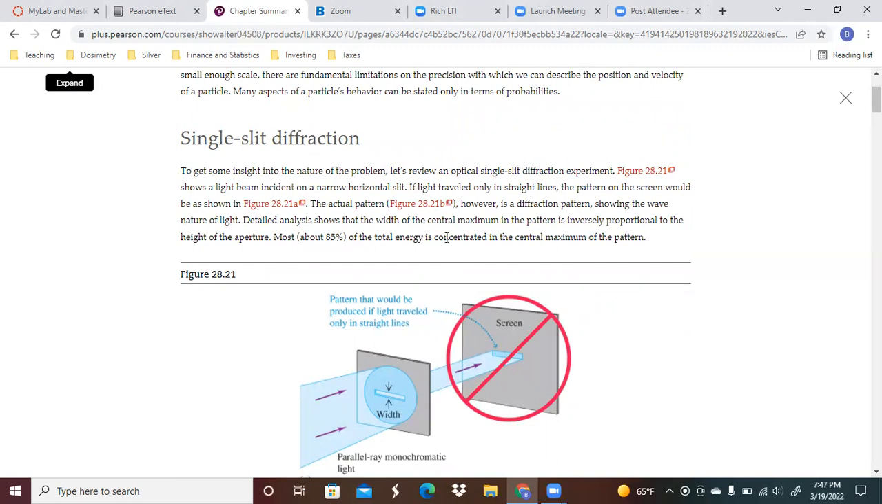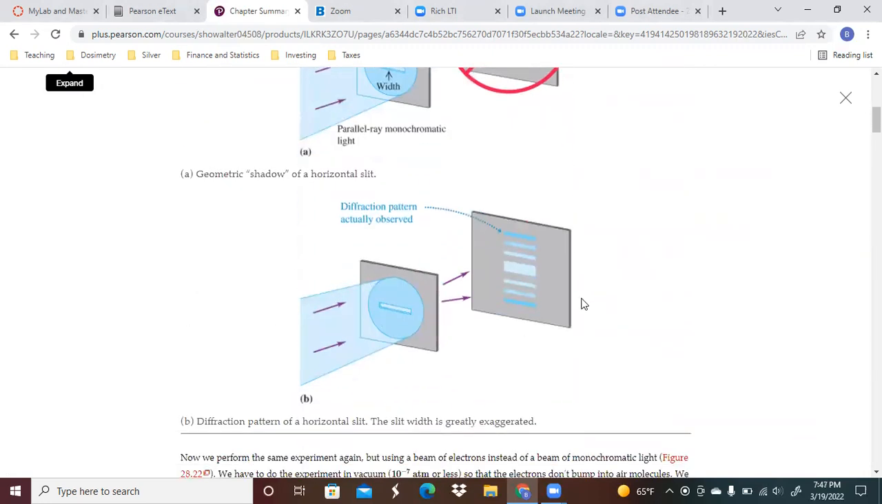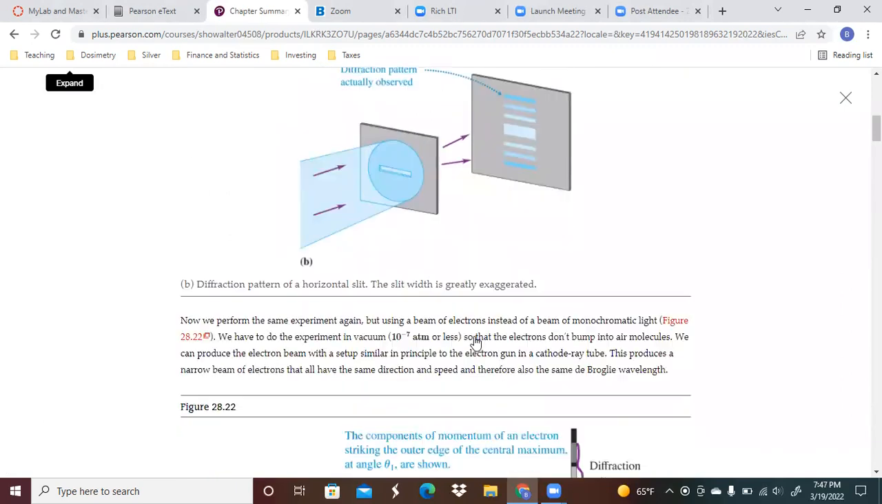Detailed analysis shows that the width of the central maximum in the pattern is inversely proportional to the height of the aperture. About 85% of the energy is concentrated in the central maximum. In other words, right there.